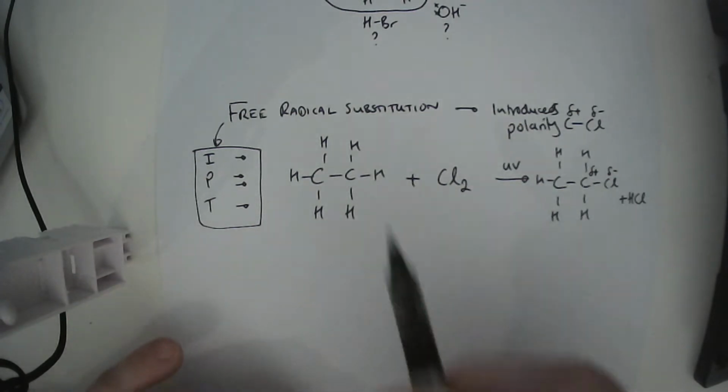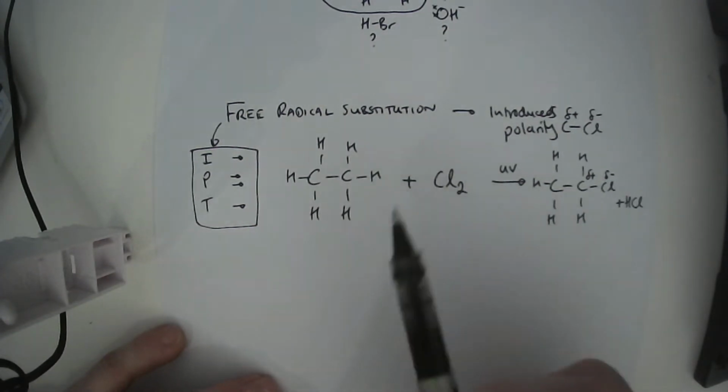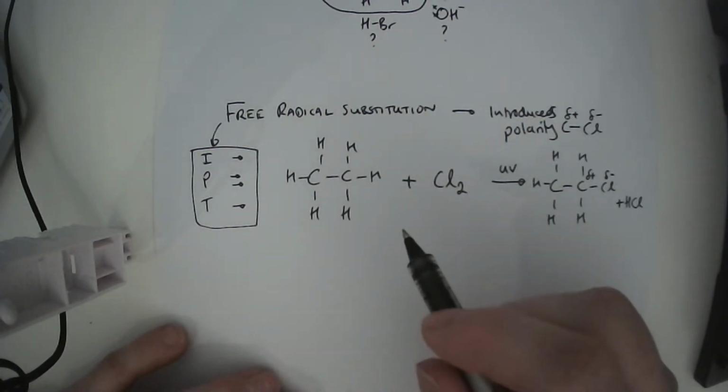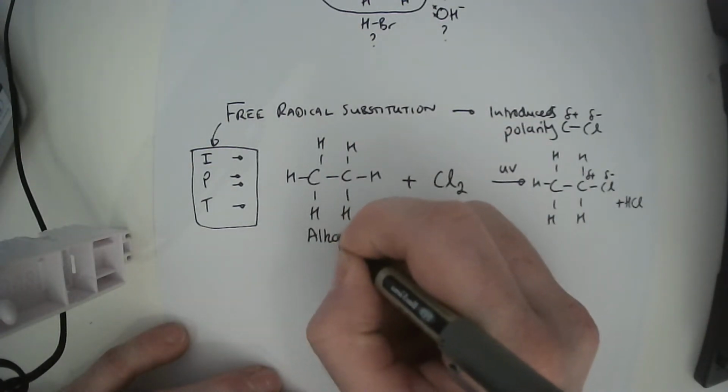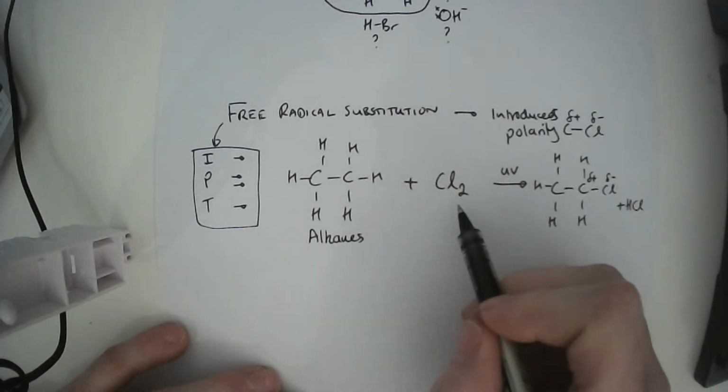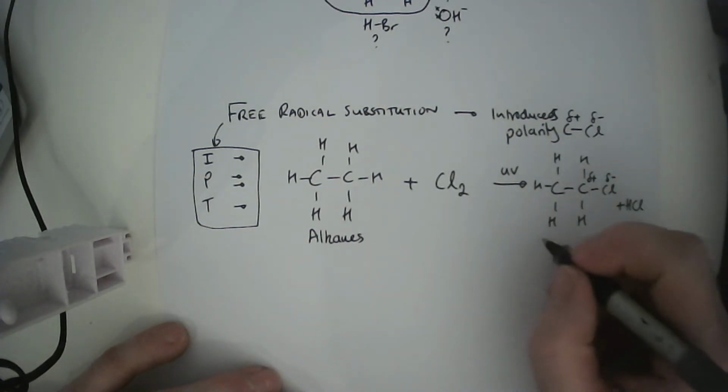Alright, so what we've got then, free radical substitution, its purpose, and this is the important bit, its purpose is to take alkanes and react them with a halogen to make a haloalkane.